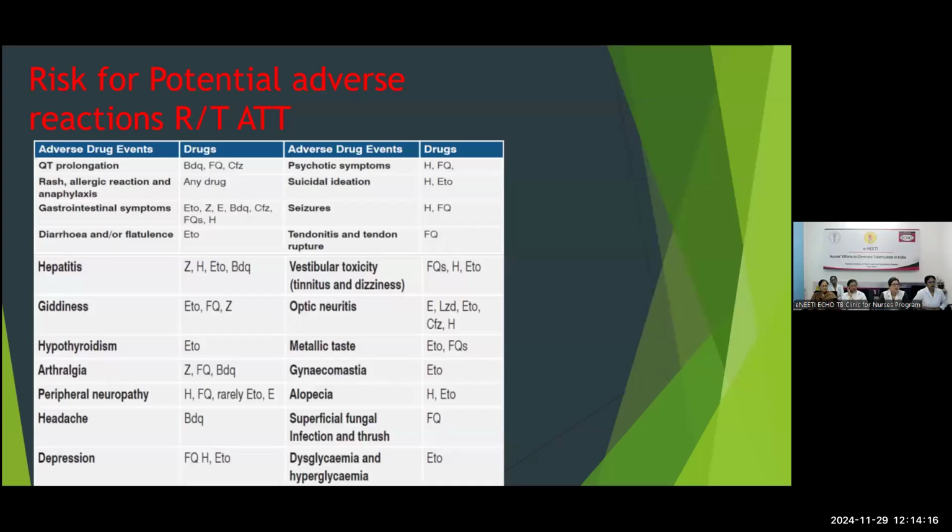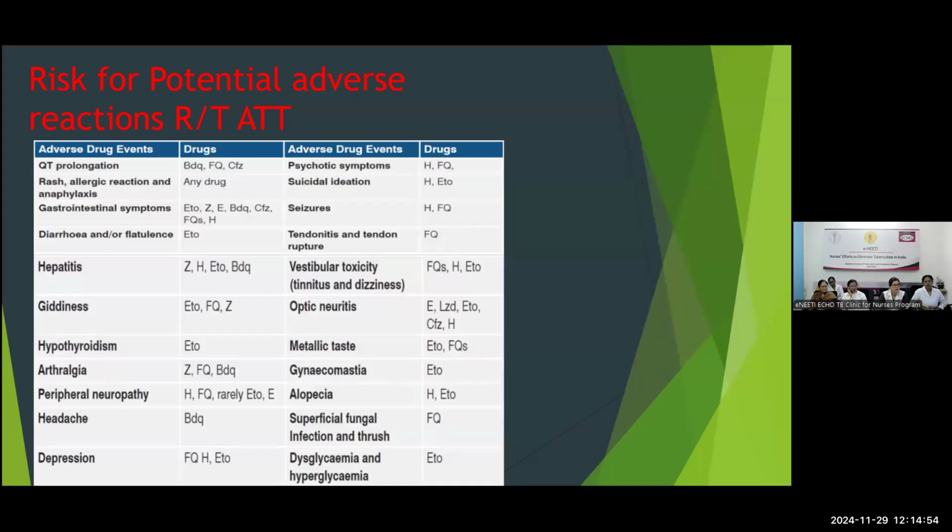Ethionamide, pyrazinamide, ethambutol, bedaquiline, clofazimine, and isoniazid can lead to gastrointestinal symptoms. Pyrazinamide, isoniazid, ethionamide, and bedaquiline can cause hepatitis. Giddiness can be due to ethionamide or pyrazinamide. Hypothyroidism can be due to ethionamide. Now you can see peripheral neuropathy. It's very important. It can be due to linezolid or isoniazid, and headache can be due to bedaquiline.